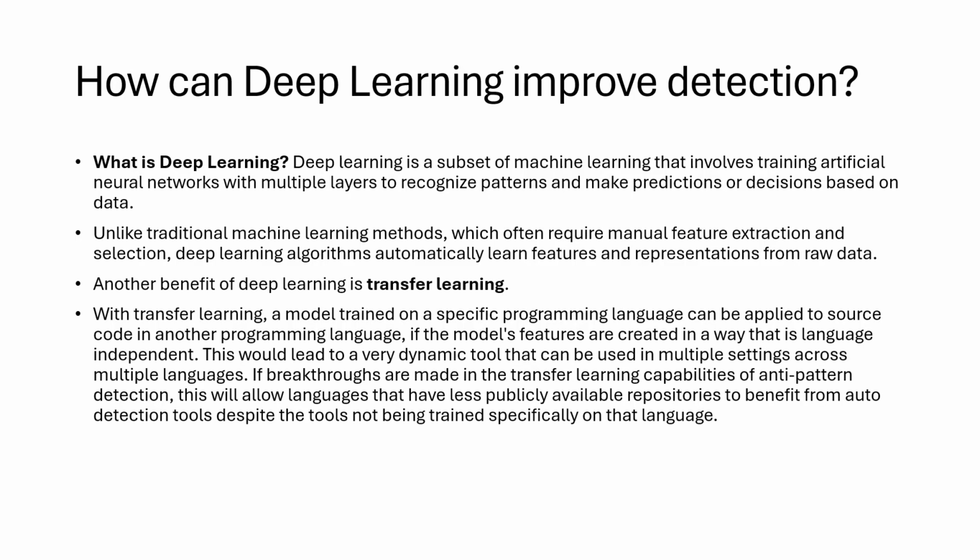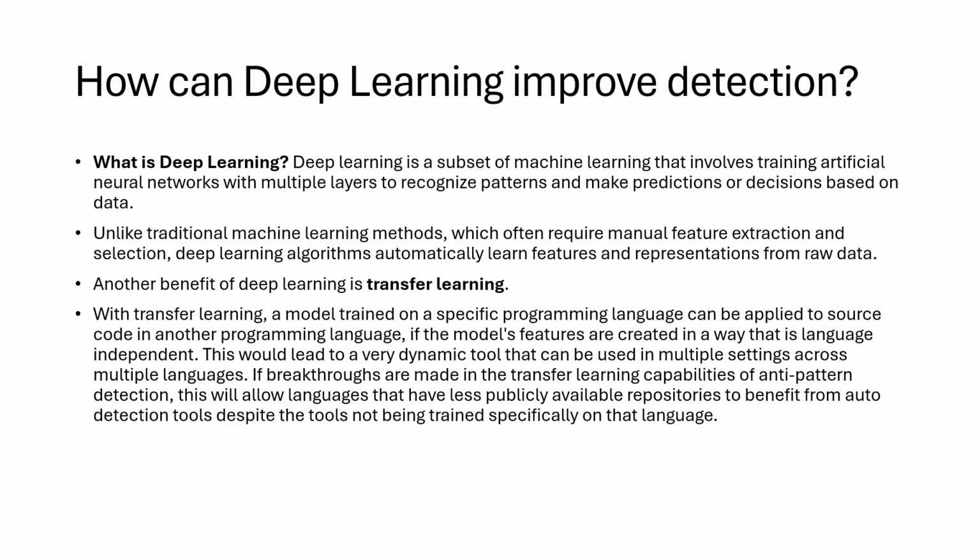In the previous slide, there are traditional tools that can detect anti-patterns. So how can deep learning improve on the performance of what traditional tools already offer? First, let's define deep learning. Deep learning is a subset of machine learning that involves training artificial neural networks with multiple layers to recognize patterns and make predictions or decisions based on data. Deep learning models show potential in the research field because manual feature engineering is not required. This saves time for the developers of the tool. It can also help detect code smells and contexts that may have not been thought of by the creators of the model.